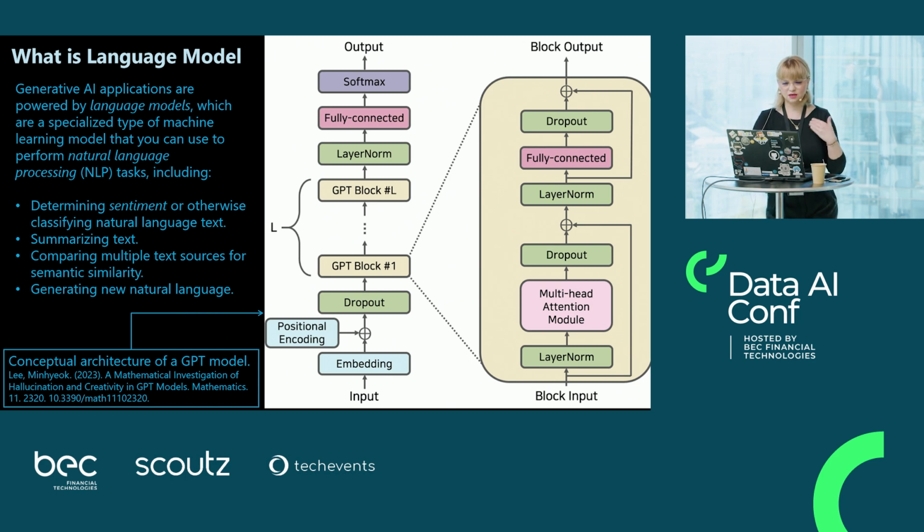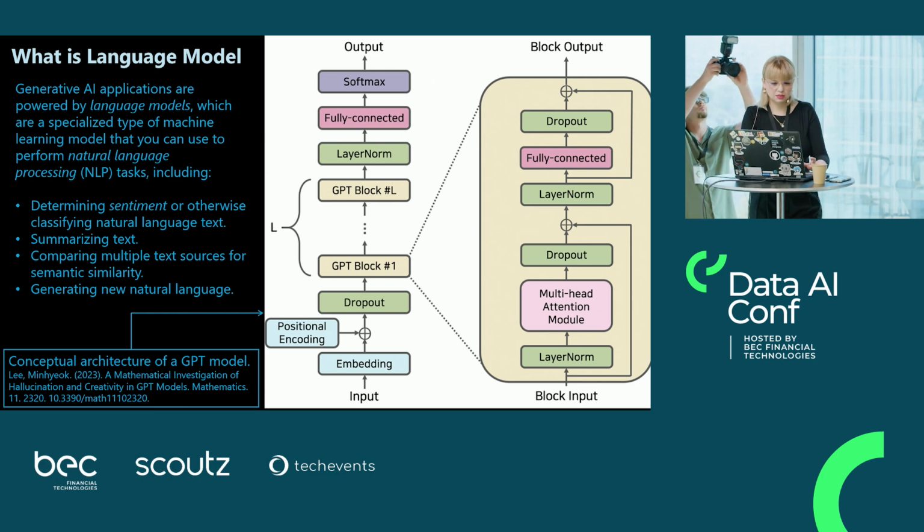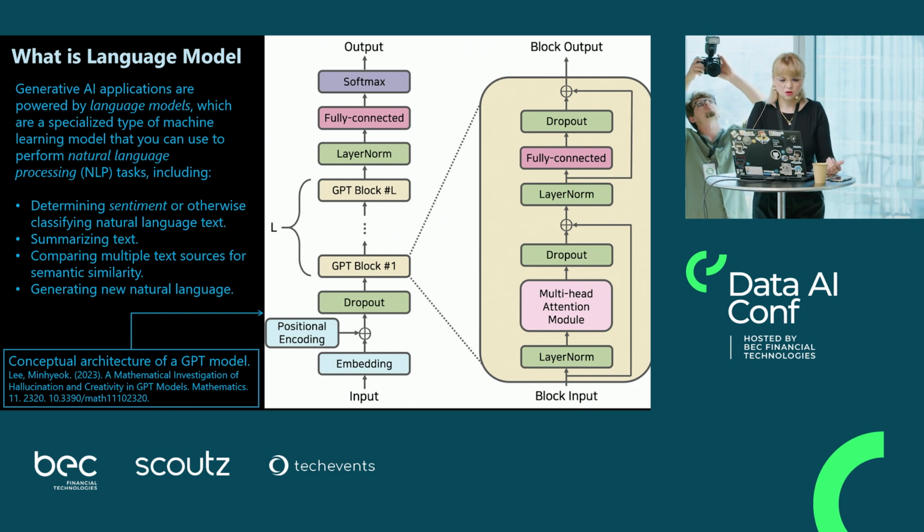Basically, a language model is a specialized type of machine learning model that you can use for performing natural language processing tasks, like determination of sentiment, or summarization of text, or comparing multiple text sources to get the similarity of those texts. And of course, generating new natural language.